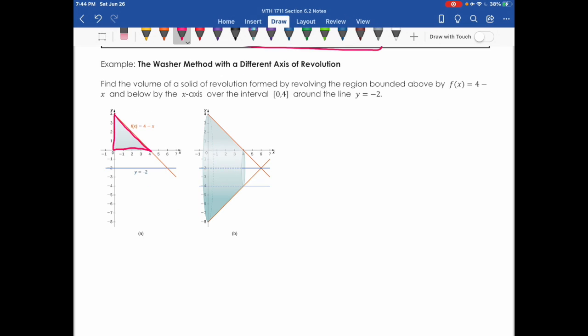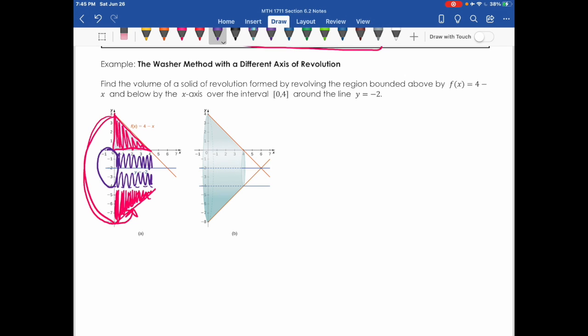So looking at this, our region that we're going to revolve around the line y equals -2 is going to be this area that's bounded by the line 4 minus x and the x-axis. So this is what's going to spin around the line y equals -2. Now, when we do that and it spins, we're going to get it so that it comes down like this, and it's going to spin around. And this that I'm shading here in purple is actually going to be the center of that washer where you're going to have that cavity, that empty space.